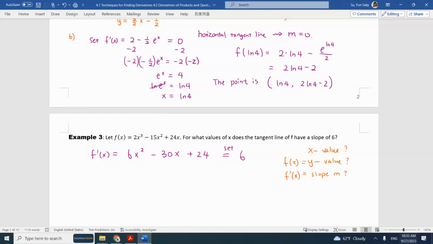All right. So we get a quadratic equation. How about we move all the terms to the left-hand side, right? So we get 6x squared minus 30x. What's 24 minus 6?